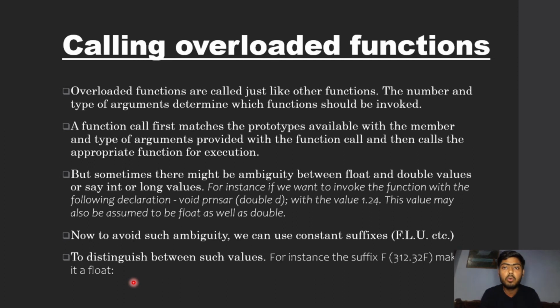Moving on to how to call overloaded functions. You can call overloaded functions just like any other function, but you need to check that the number and the type of arguments will determine the invocation of functions. Once you call a function, it matches the declaration, checking whether the type and the number of parameters are similar or not, and then it executes the function. But sometimes ambiguity occurs in the case of float and double or in the case of int or long. Now to avoid such ambiguity, you can use constant suffixes.